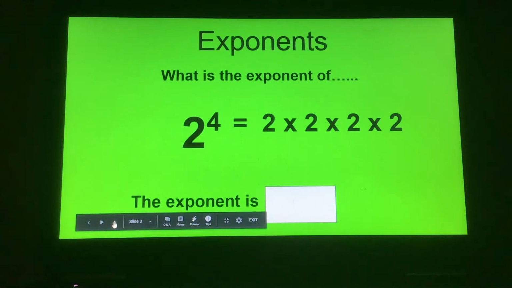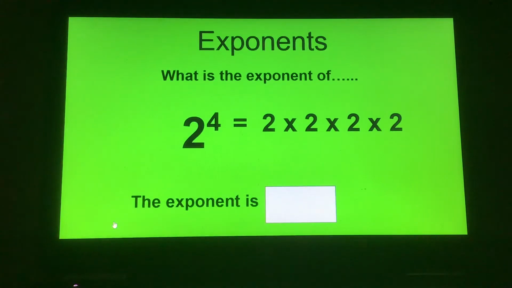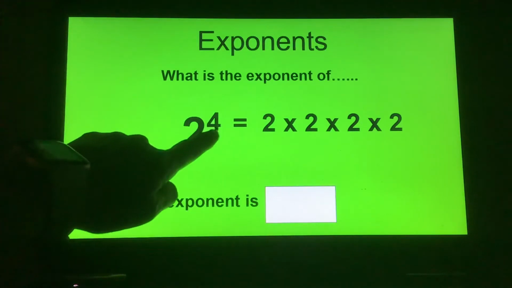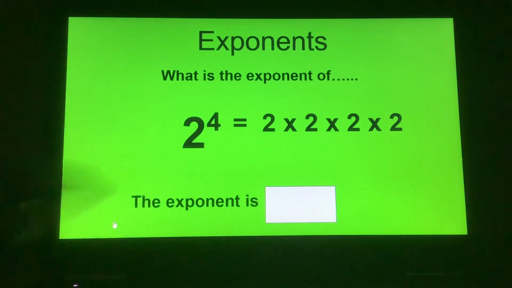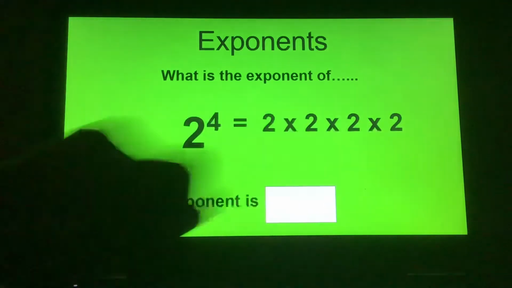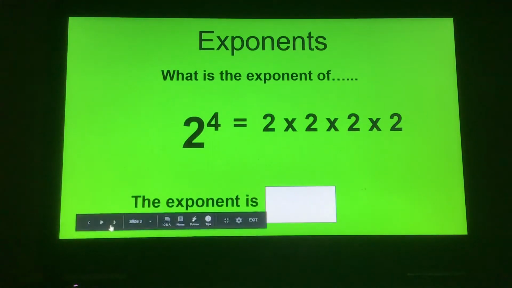Exponents. What is the exponent of 2 to the 4th power? So it would be the raised number right here, 4. 1, 2, 3, 4. That's your exponent.